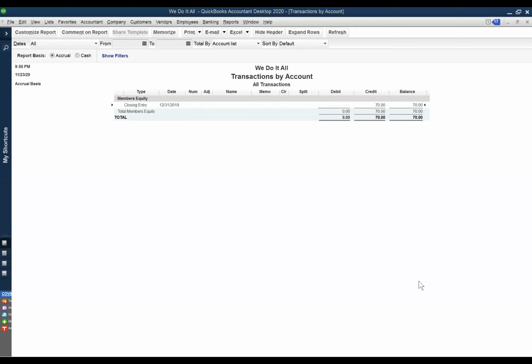When you go to members equity, I still have invoices. And you don't. Right. So those invoices have to come out of members' equity. Members' equity is only $70. So what happens if you double click on the invoice? What's it going to show you?